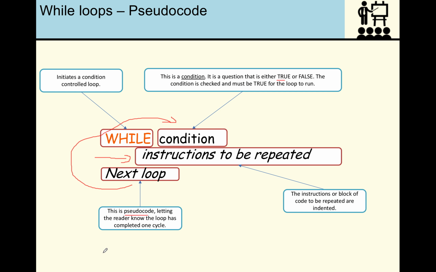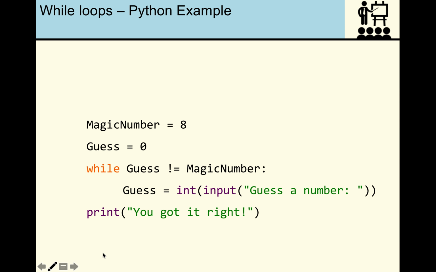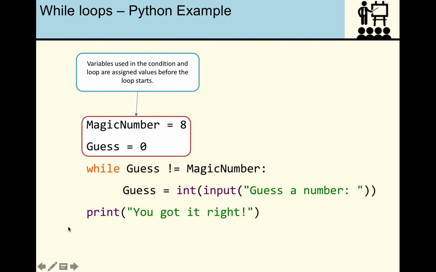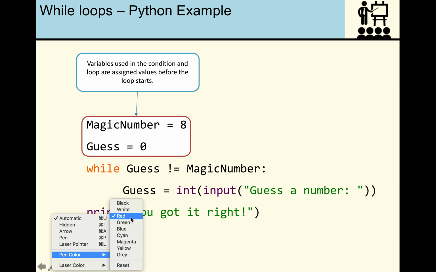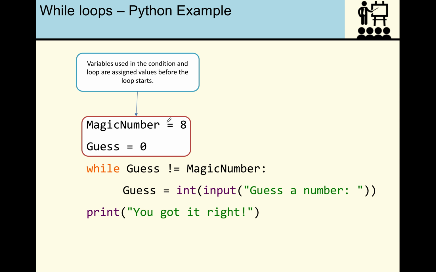So let's take a look at an example of actual Python code. In this example, we have a little bit more information, and I'm going to run you through all of it. We have a couple of variables, and we've used these in the condition, so we need to assign values to them. Otherwise, when we get to our condition, our program's not going to know what we're talking about. So we've assigned the value 8 to our variable magic number, and we've assigned the value 0 to our variable guess. Okay?